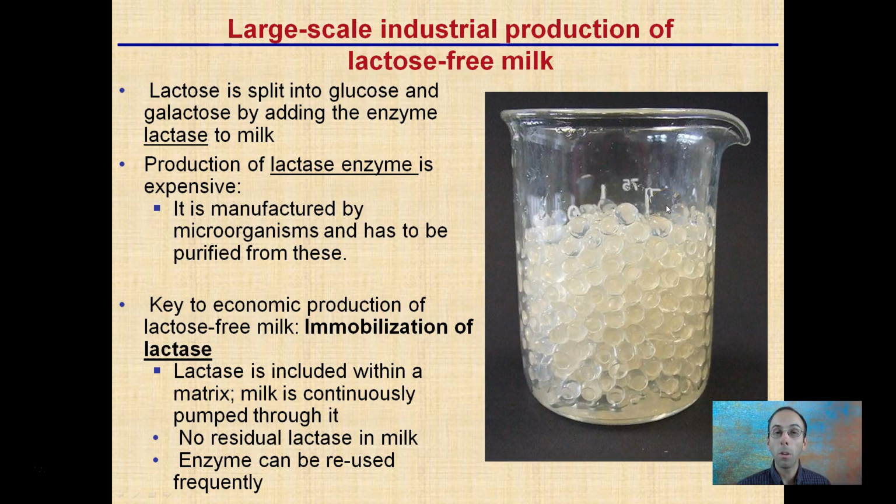Because enzymes are not consumed and used up, they will go through and break down the lactose with the lactase enzymes, and this will result in the end product being a lactose-free milk product. There's no residual lactase in the milk, and the enzyme can be reused frequently. So by using this lactase enzyme, artificially creating it and running milk products through it, we can take our lactase enzyme that's coded here and break down the lactose so that people that lack the lactase enzyme can consume milk and related products.